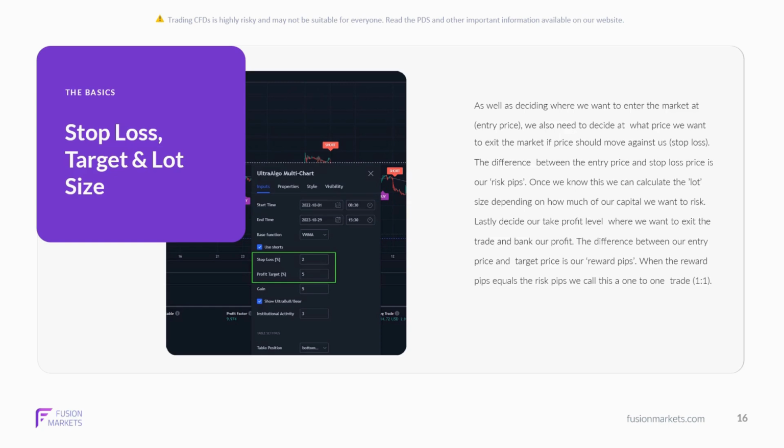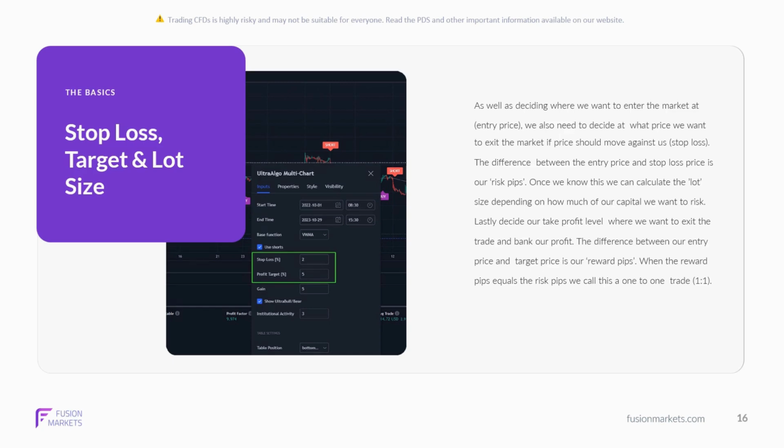That's just an example. Once we know this, we can actually calculate our lot size, depending on how much capital we want to risk, and that tells the broker basically how much per pip we want to be trading with. And lastly, yeah, our take profit level. Obviously, that's the aim of the game, isn't it? To make a profit.